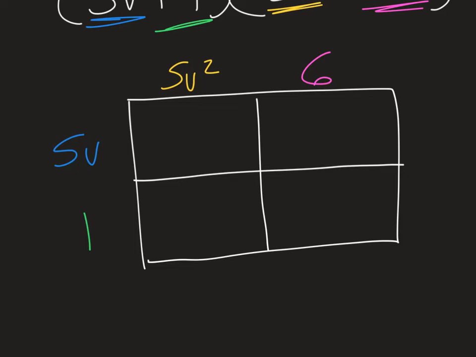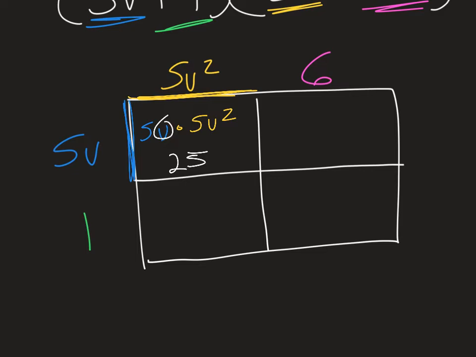So if you do here, we're going to multiply 5v to the second times 5v. So 5v times 5v to the second. 5 times 5 is 25.